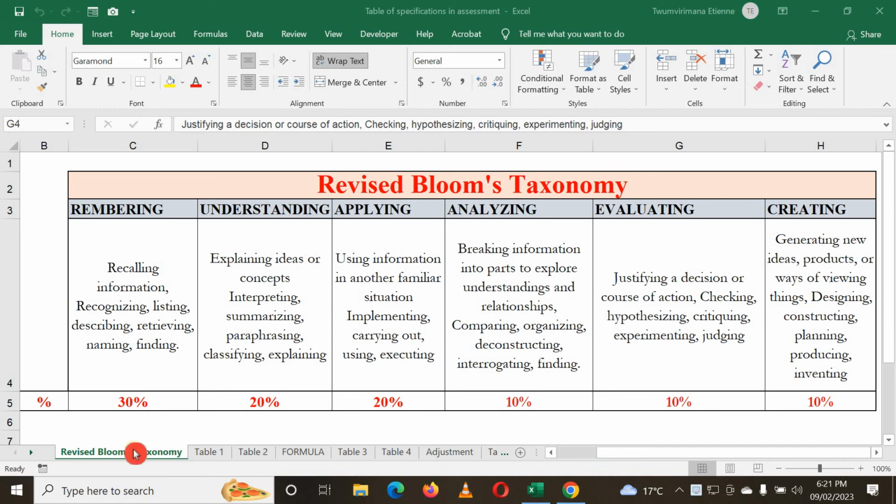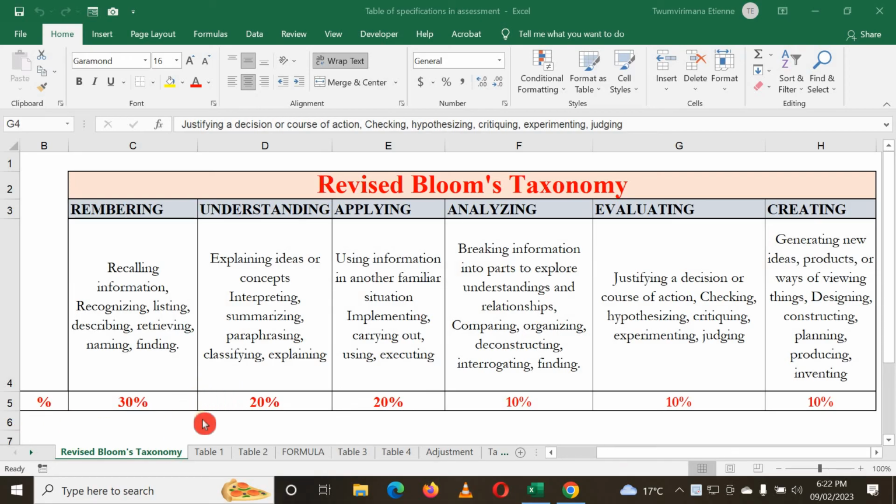Hello my friends, especially teachers, because the video for today is about assessment. How to assess? How do you assess? How can you assess using a table of specification? This is what we're going to talk about today. This is Etienne, and we're going to see different tables, mainly focusing on the table of specification in assessment.